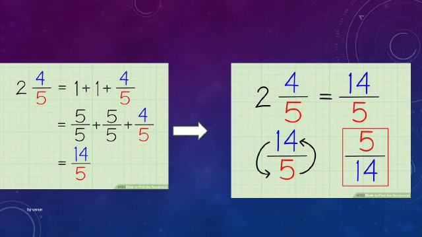See another example. Whole 2 4 by 5 can be written as 1 plus 1 plus 4 by 5. We can write 1 as 5 by 5, plus 5 by 5, plus 4 by 5. Now we get the result 14 by 5, because all the denominators are the same, so we just add the numerators, 5 plus 5 plus 4, that equals 14 by 5. Now see in the next figure, 2 whole 4 by 5 can now be written as 14 by 5. Now if we have to find the reciprocal of 14 by 5, we get 5 by 14.